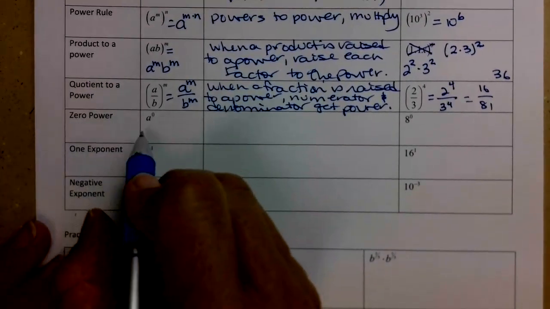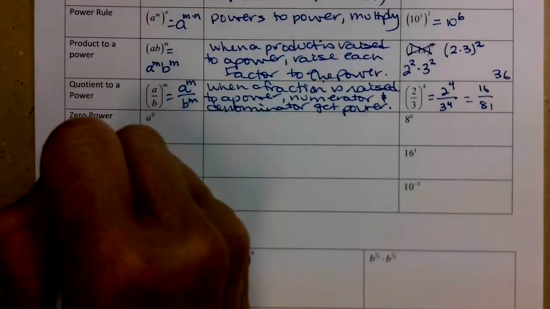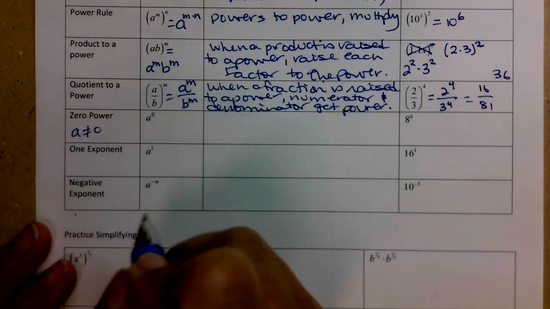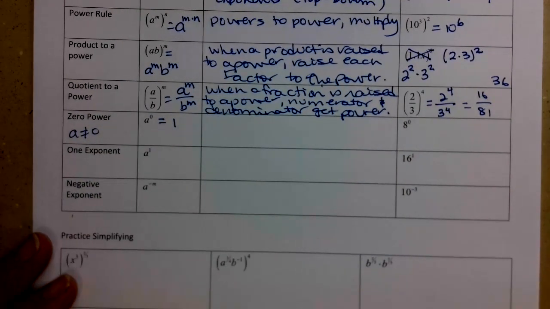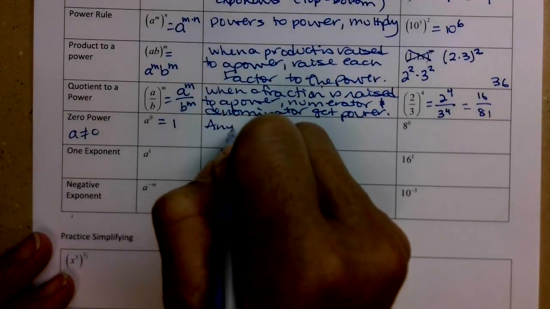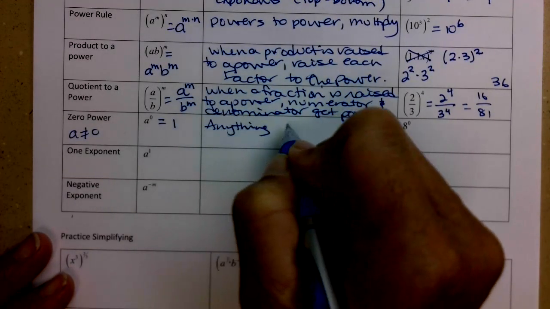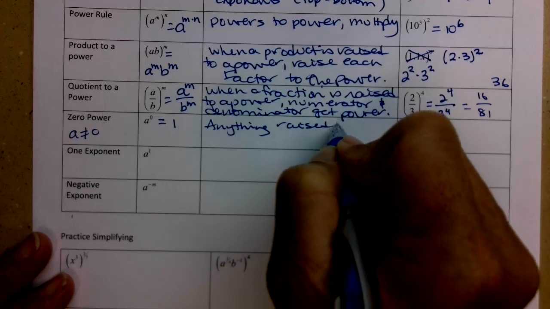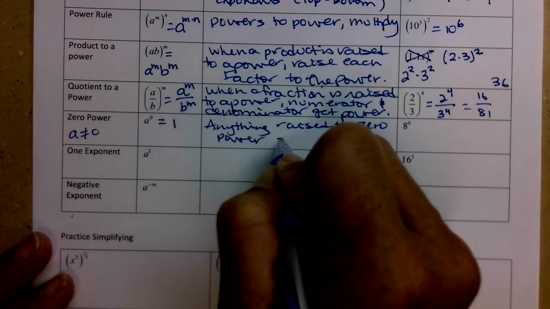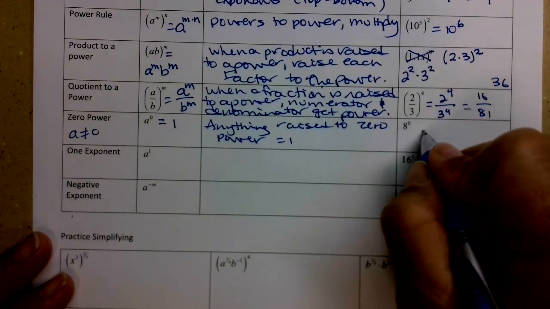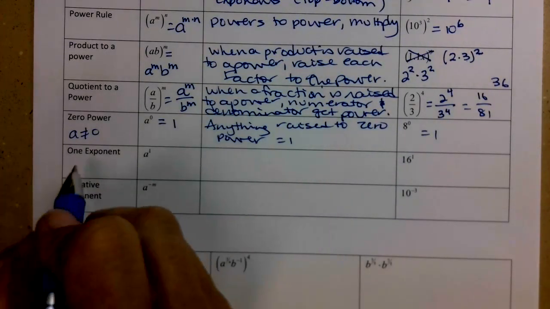Okay, 0 power. If you have anything, caveat, a is not equal to 0. Anything but 0 raised to the 0 power, that is 1. So anything except for 0 raised to 0 power equals 1. So 8 to the 0, it's 1.